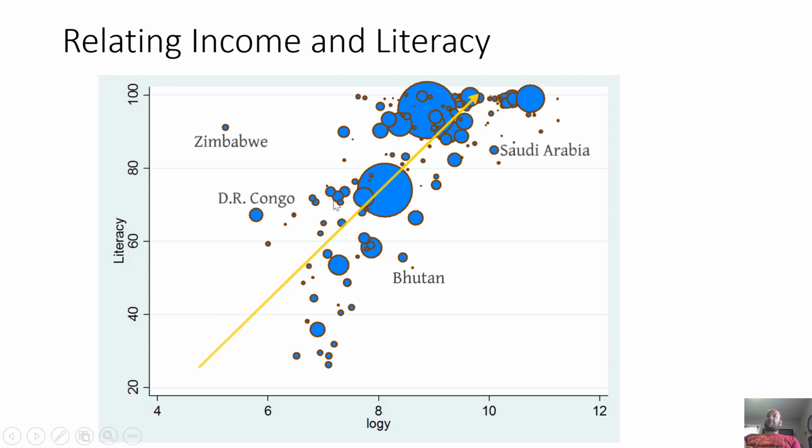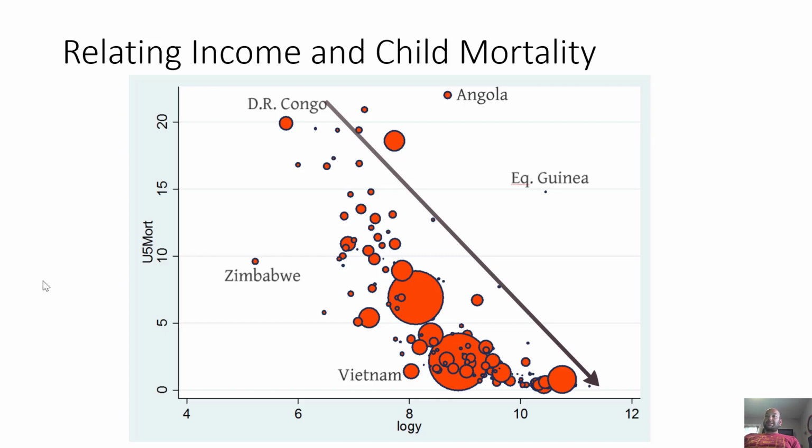And so, why is it that some countries are above this line, meaning that they're doing better in terms of literacy than we'd expect, and other countries are below this line, meaning they're doing worse than we'd expect them to do based on their income? And so we'll take a look at why it is that some countries are able to translate their resources better than others into improvements in life expectancy. We can see this again when we look at child mortality rates. And so clearly there is, again, a strong negative relationship between income and child mortality.